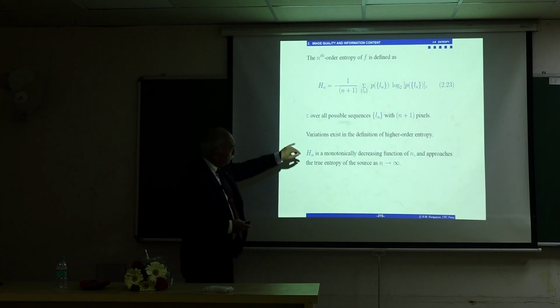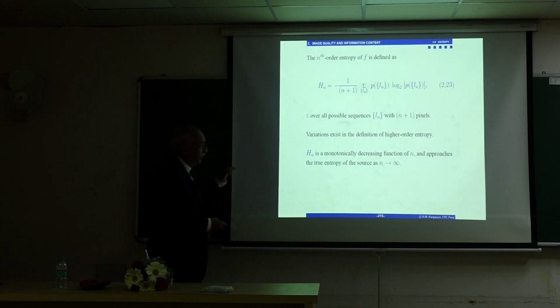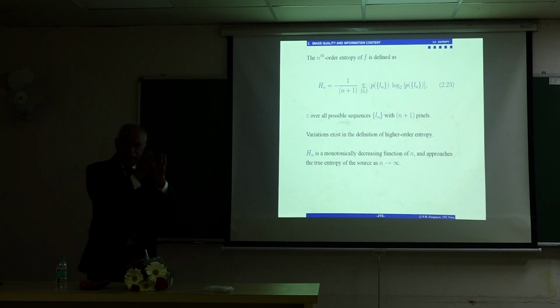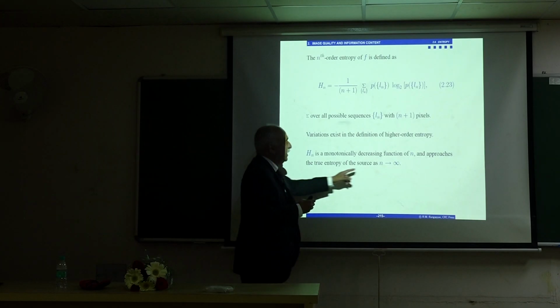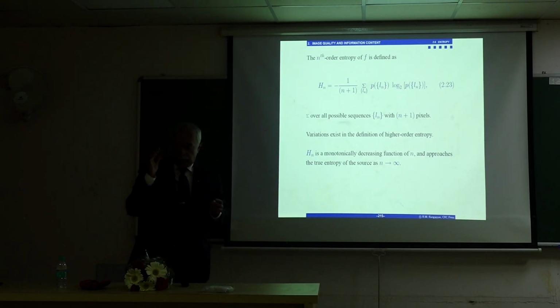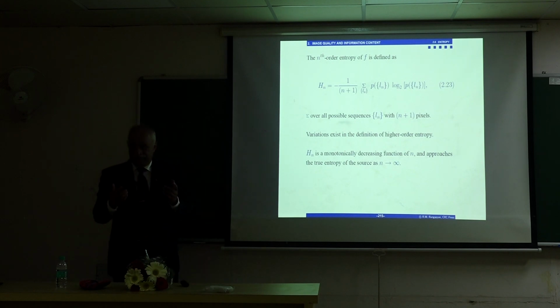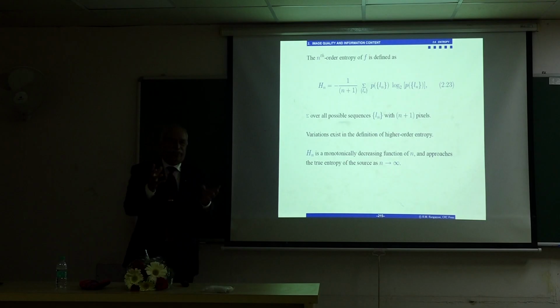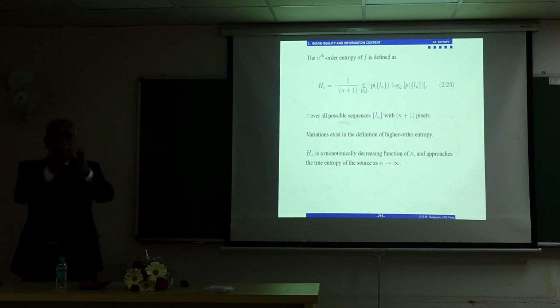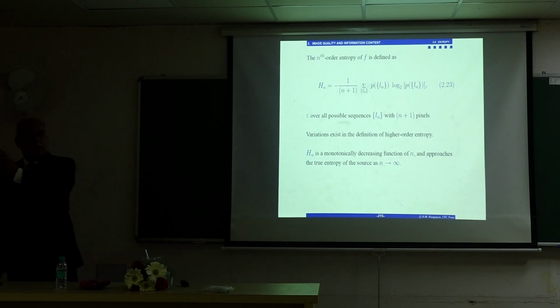It's been shown that Hn is a monotonically decreasing function of n. The more pixels you take in this string or sequence, the lower the entropy, and it approaches the true entropy as n tends to infinity or n is large. So to get the true information content of an image, you should consider sequences of pixels. How you define the sequence is up to you depending on the application. If it is a 1D signal, you consider a number of values in a window.